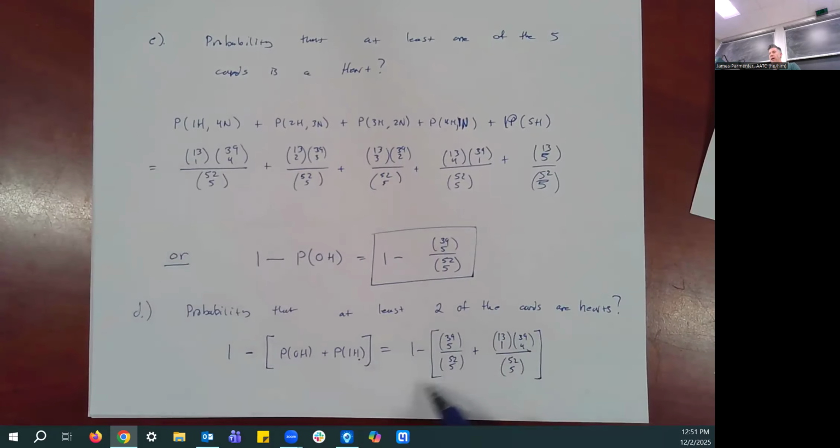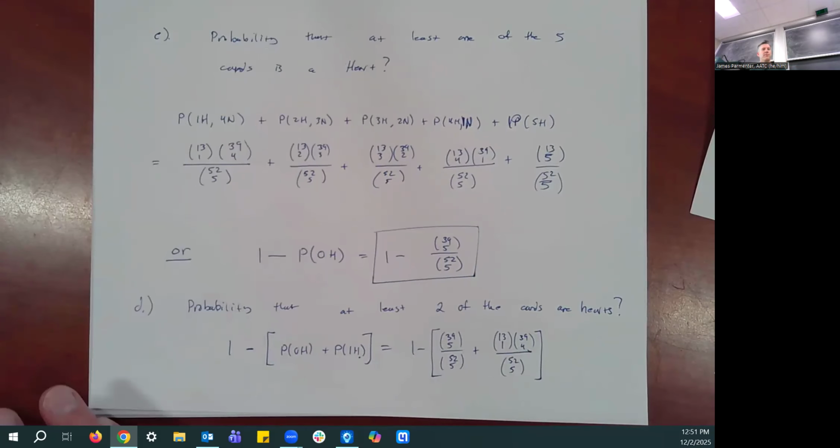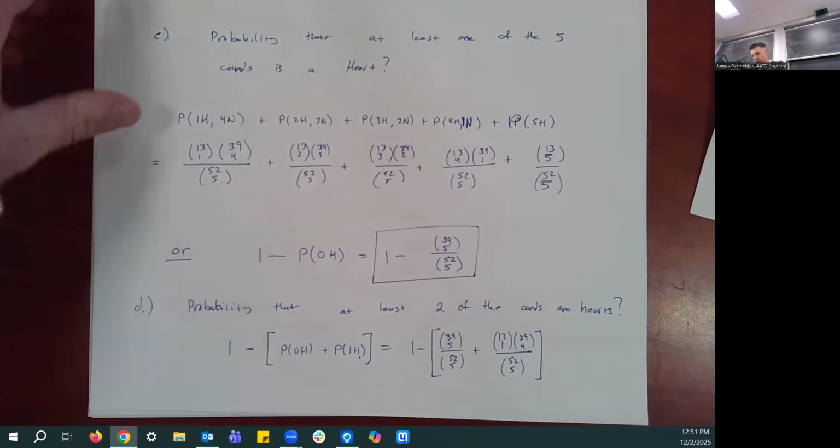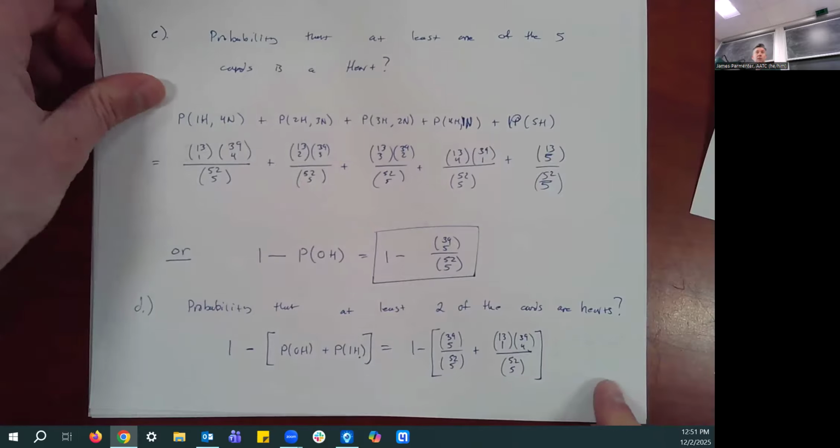You could probably write that as one fraction. I'm just writing it like that because it makes sense to me that way. Okay, one more of these, and then we'll start talking about conditional probability.